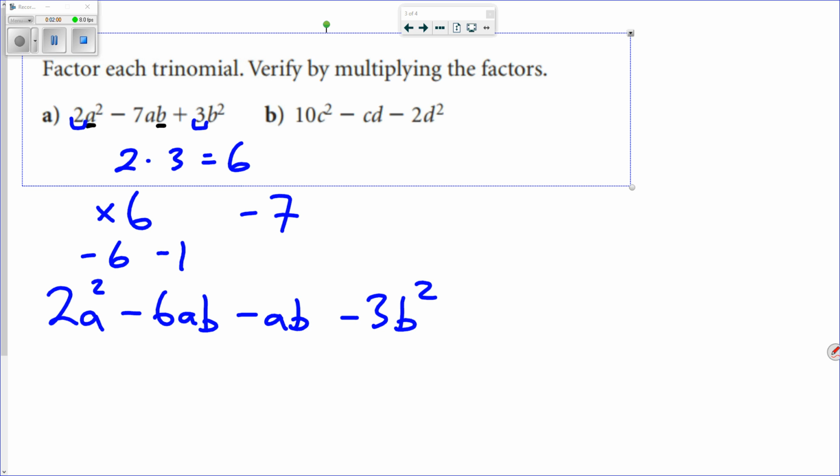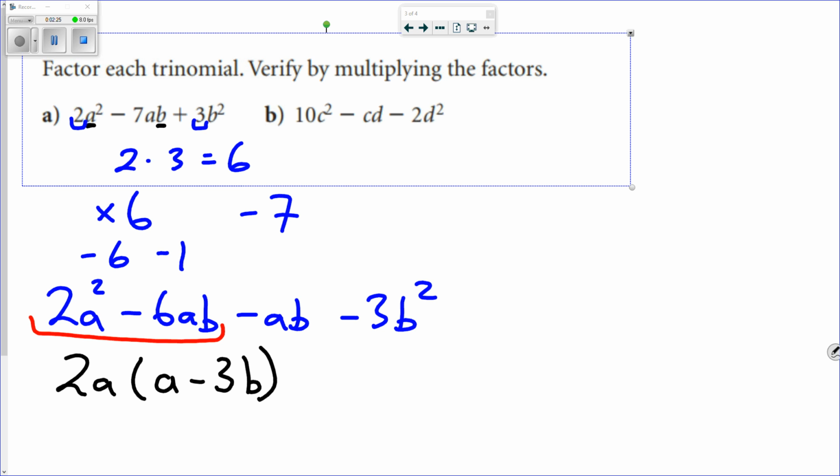So let's take a look at the first part there. We've got an A in both of them. They're both even coefficients. We can factor out a 2A. So that leaves us with A minus 3B.